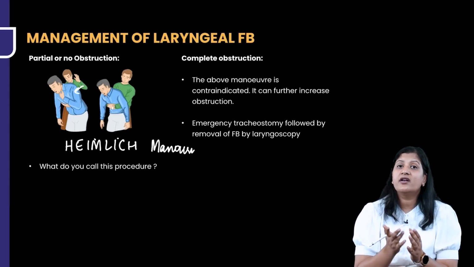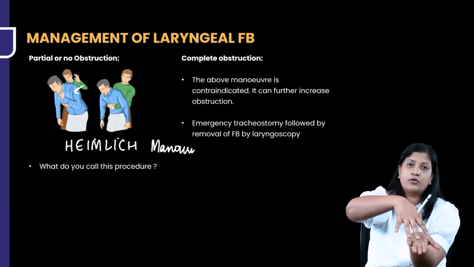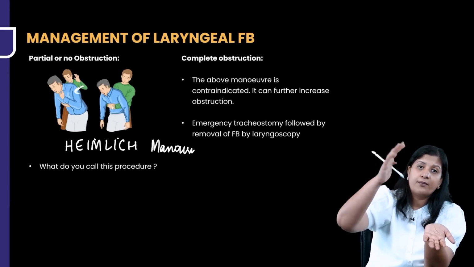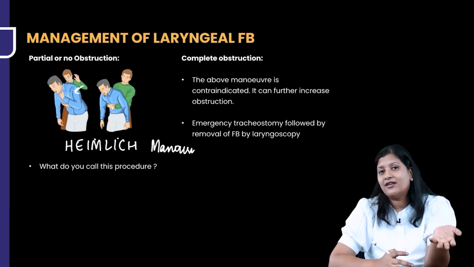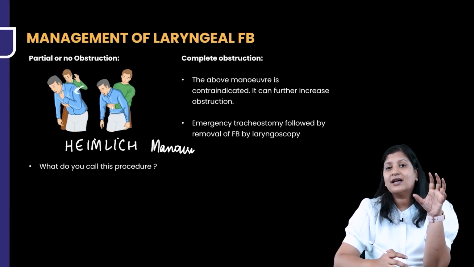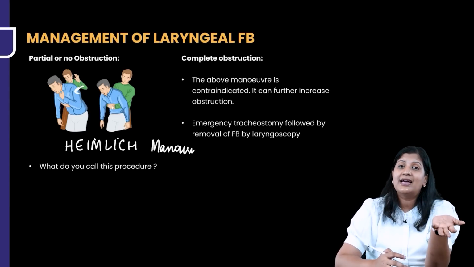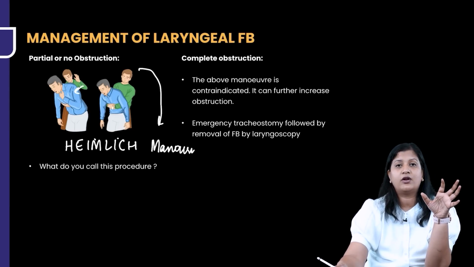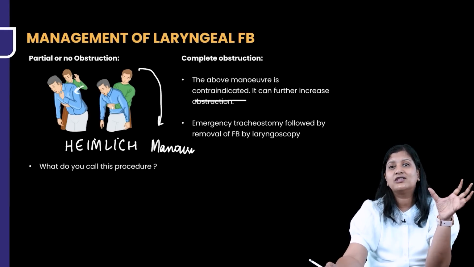But in infants and children, you cannot do this. In infants and children, you hold the child in your hand in the prone position going downwards, or on the thigh, and from behind you give back slaps. That is the maneuver you do in infants and children. For adults, you will do Heimlich's maneuver. But if you think there is a complete obstruction of the airway, you won't do Heimlich's maneuver because it will only increase the obstruction. Only for partial obstruction will you do Heimlich's maneuver.